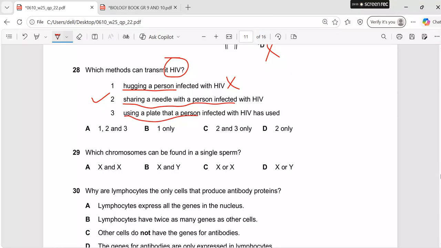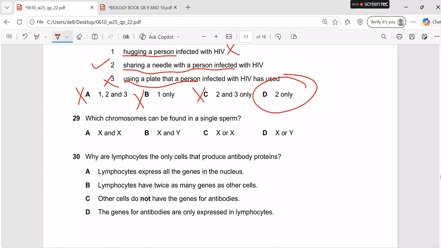Using a plate that an infected person has used, no. Simply using a plate and eating in that plate, etc. No. So we have only one option, and so we should go for not A, not B, not C. We will go for D.